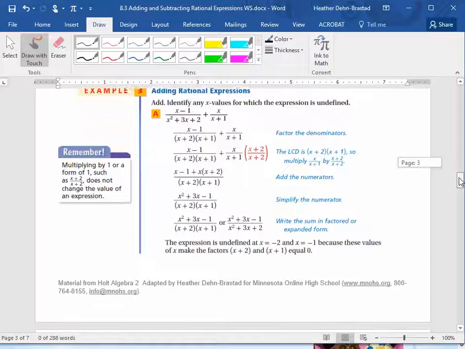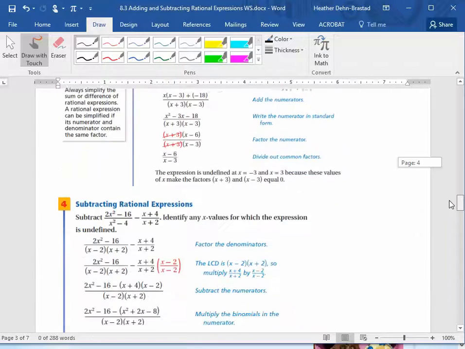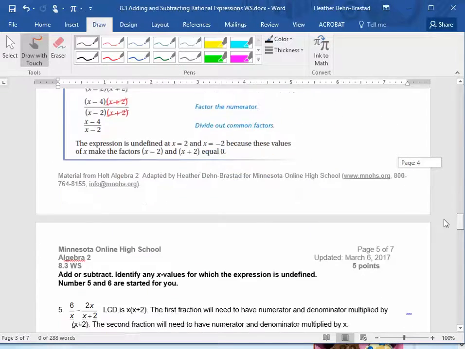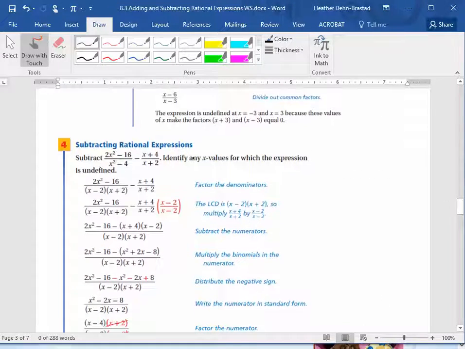All right, there's another example there, but let's go ahead and try a couple problems. And subtraction is the same exact thing, except you have to subtract, so there will be a distributive property part involved here. Everything will be subtracted.